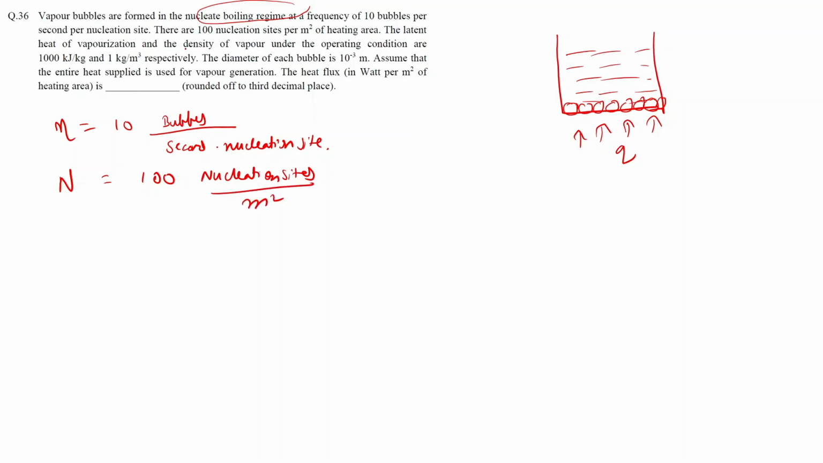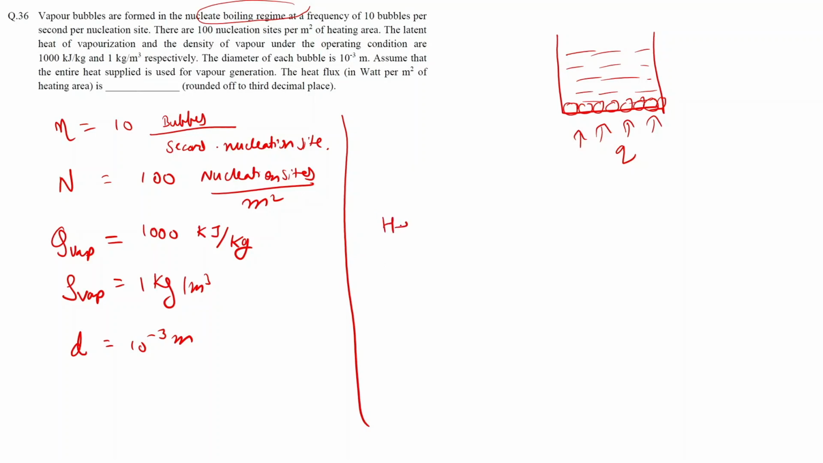The latent heat of vaporization, let's call it Q vaporization, as 1000 kilojoule per kg, and then density of vapor, rho vapor, we have been given as 1 kg per meter cube. The diameter of the bubble is 10 raised to minus 3 meter. Assuming that the entire heat supplied is used for vapor generation, the heat flux is asked. So here we have been given that the entire heat supplied is used for vapor generation, and we have been asked to find the heat flux.